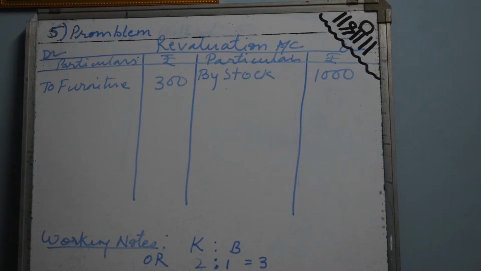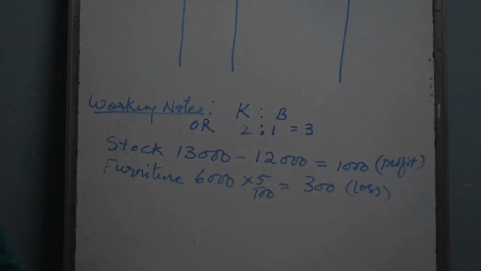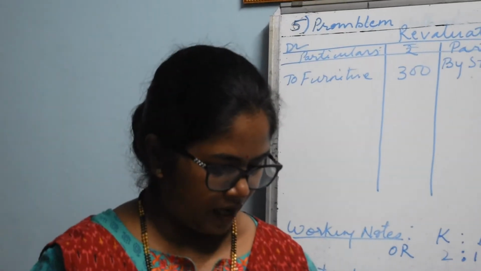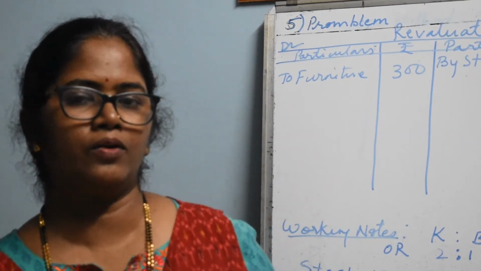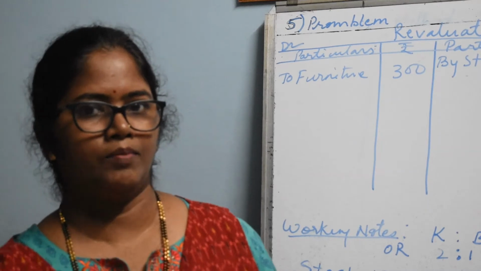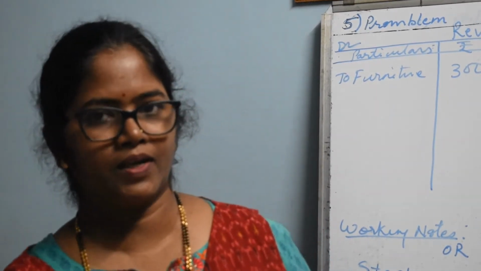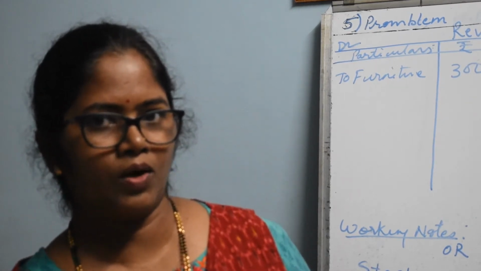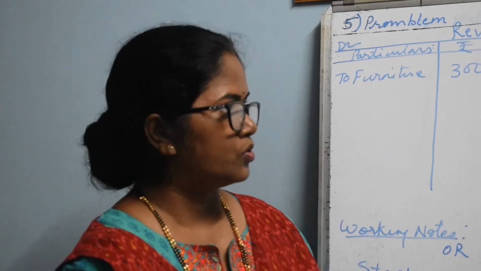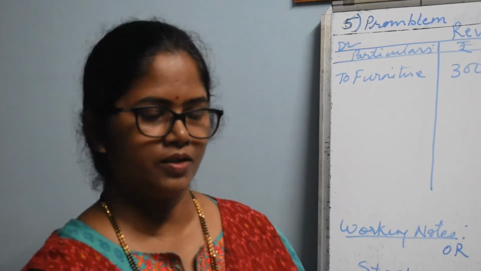The next adjustment is C. A creditor of rupees 1,000 is no longer a liability. What is the meaning of this? Out of the 10,000 we owe creditors, 1,000 we are not going to pay. Creditor means the person to whom we have to pay. So we have to pay only 9,000, not 1,000 of it. So whenever your liability decreases, it is a profit for you.